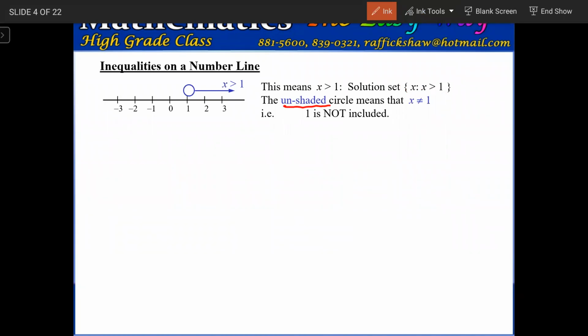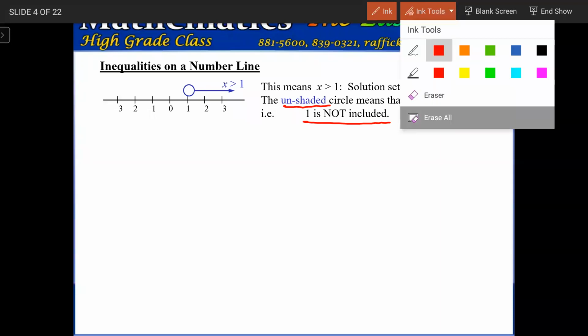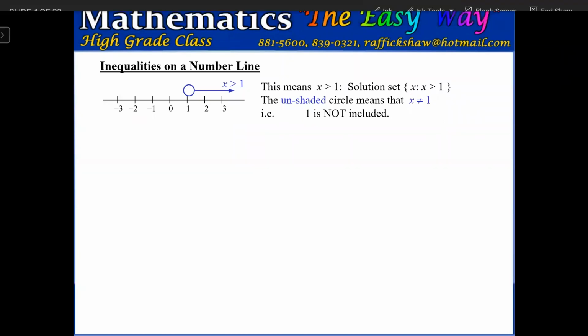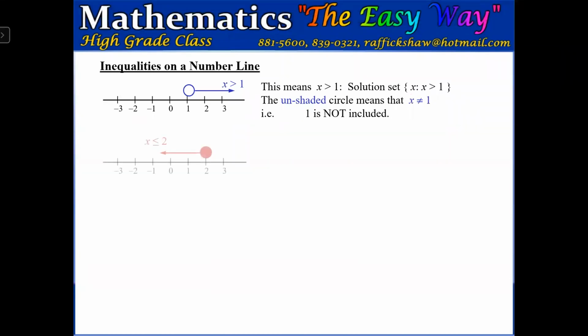And then we'll go on here now. The unshaded circle means that x is not equal to one, meaning the one is not included. One is not included. That's why we use an unshaded circle. All right, let's carry forward and let's do an example with a shaded circle now and see. So that's the one with a shaded circle.